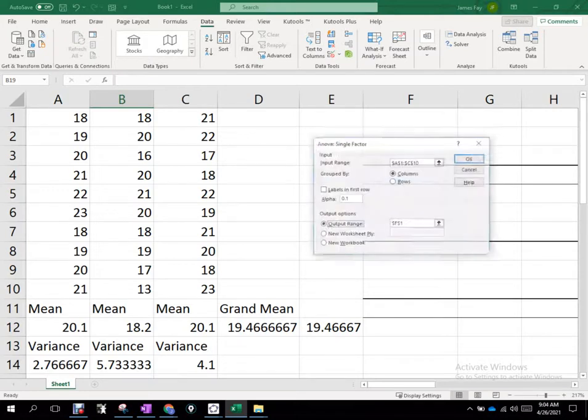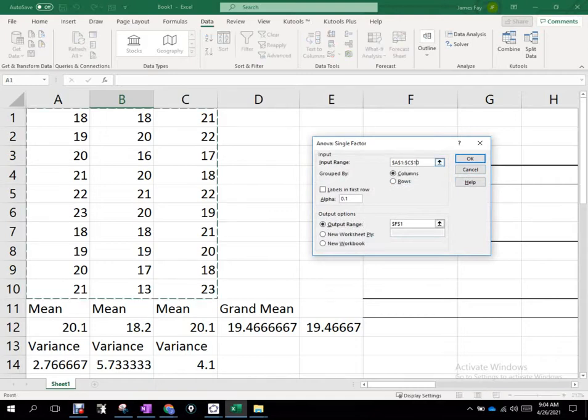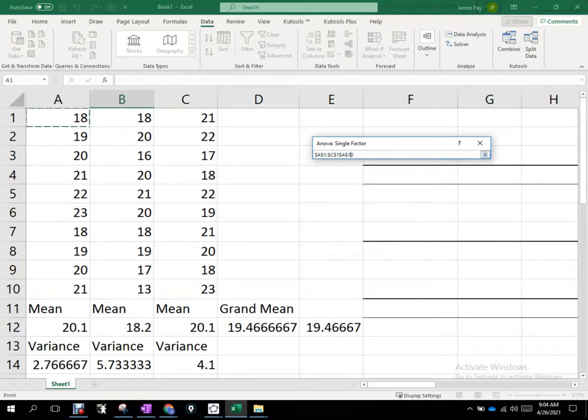Hit OK. Now it's going to ask you for the input range. So I'm going to click on that box and go highlight my input range. I'm going to highlight my raw data information.